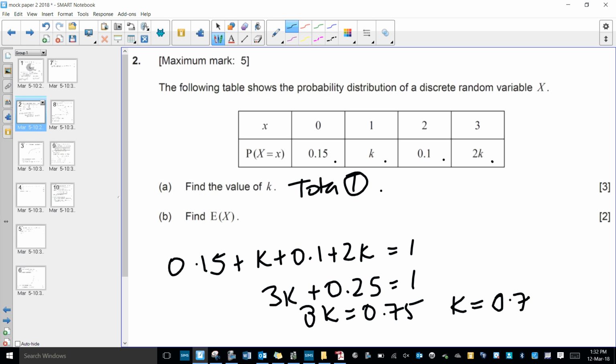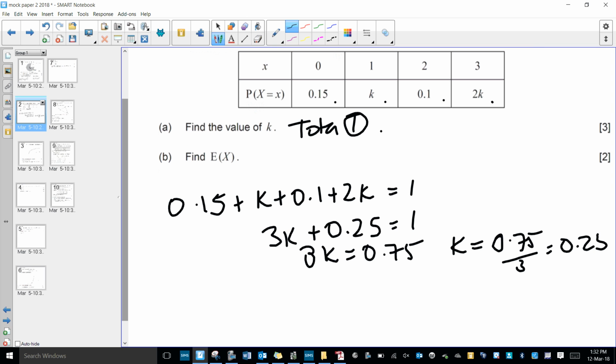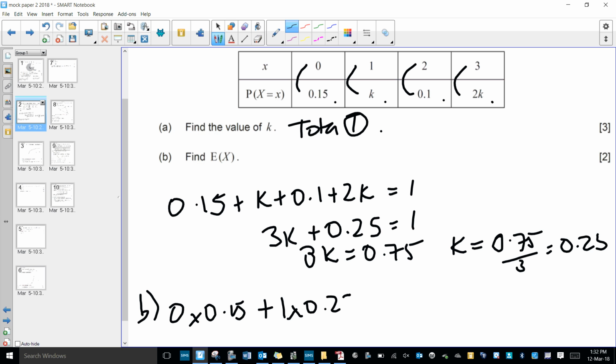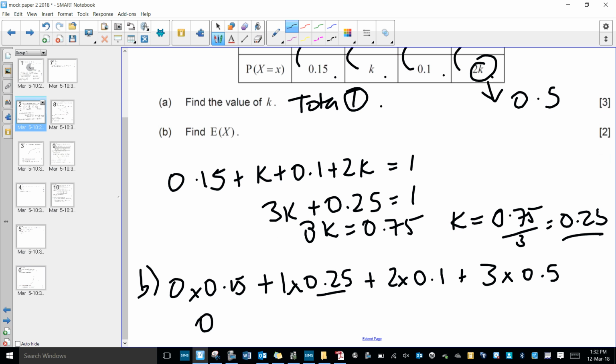Find the expected value. Okay, so that's where we multiply these values and then add them together. So it's 0 times 0.15 plus 1 times 0.25. Obviously there's follow-through marks from this question. Plus 2 times 0.1 plus 3 times 0.5, because 2k would be 0.5. So that would be 0 plus 0.25 plus 0.2 plus 1.5. Obviously you've got your calculator available for this, and you get 1.95.